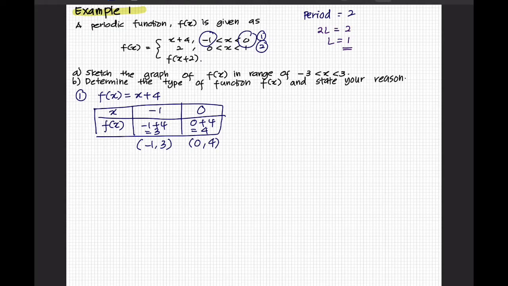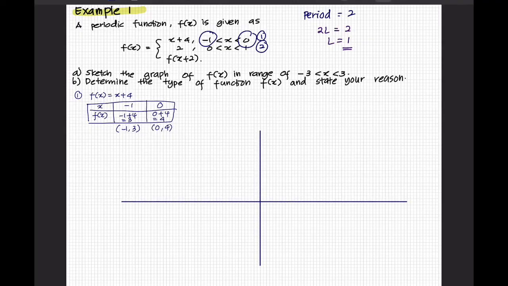Okay, let's sketch the graph. Okay, put the values for x. The question asks you to sketch the graph of f(x) in the range of x from -3 until 3. So you must sketch the graph from -3 until 3. Then plot f(x). This is x. Okay, when x is from -1 until 0, the graph is x plus 4.